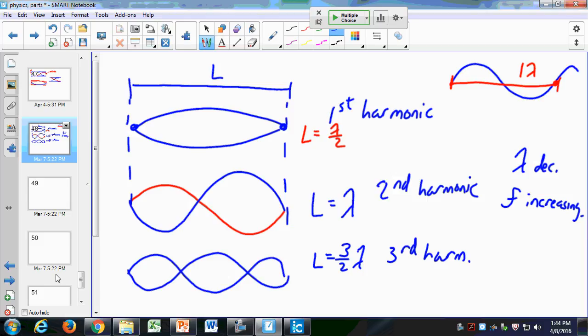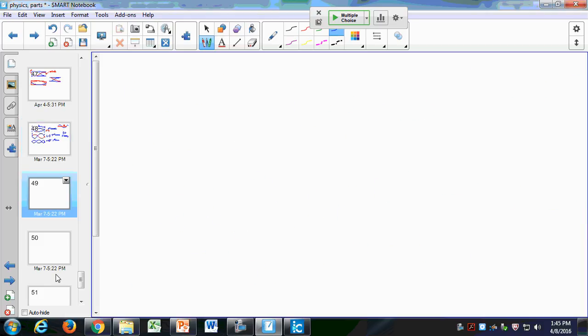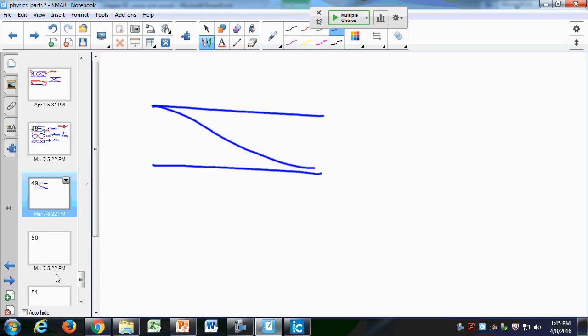So that's for our closed end. Closed on both ends, we have nodes on either end. We can also have open on either end. With our open pipes, they look like this. Remember, I have antinodes for the open pipes. This is our first harmonic. Here, my length is 1/2 wavelength.